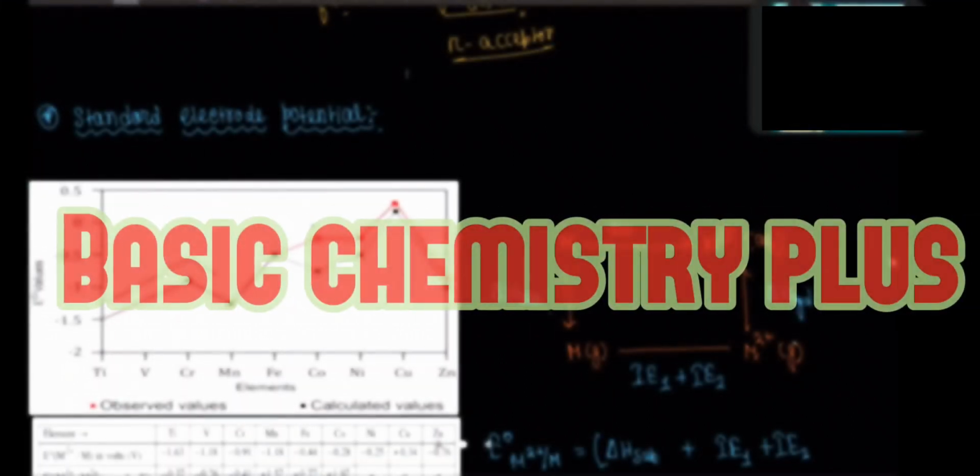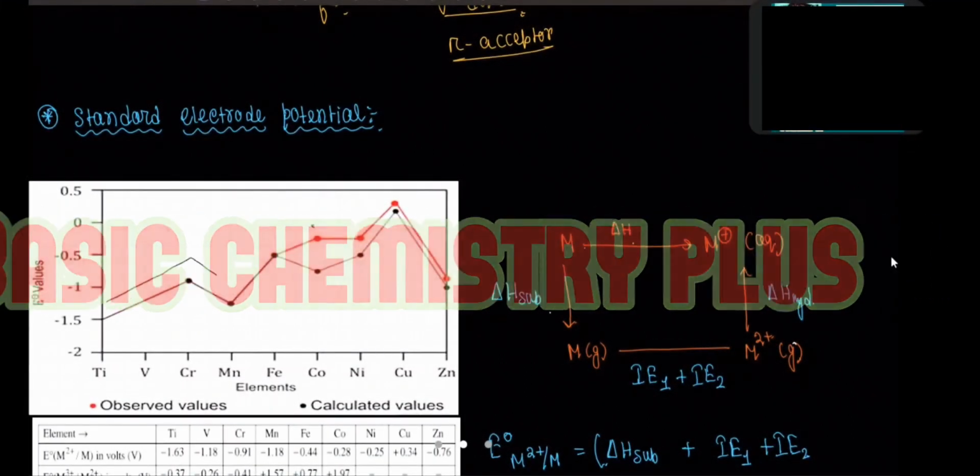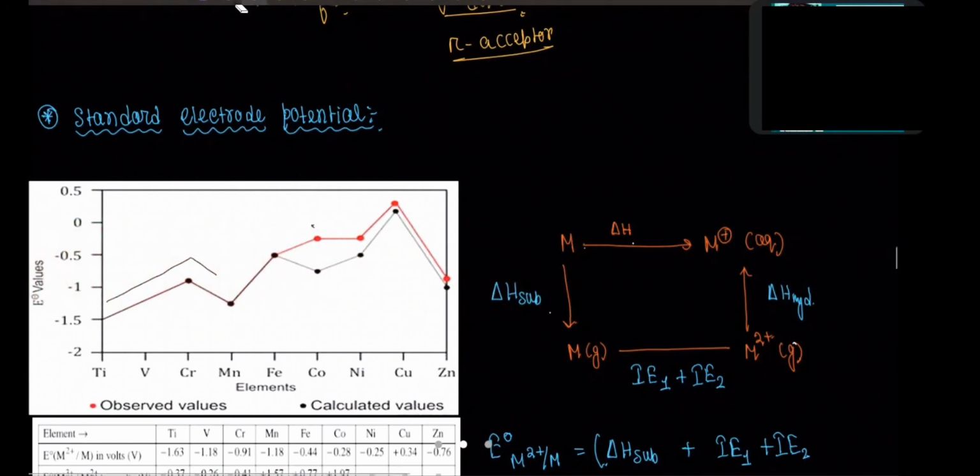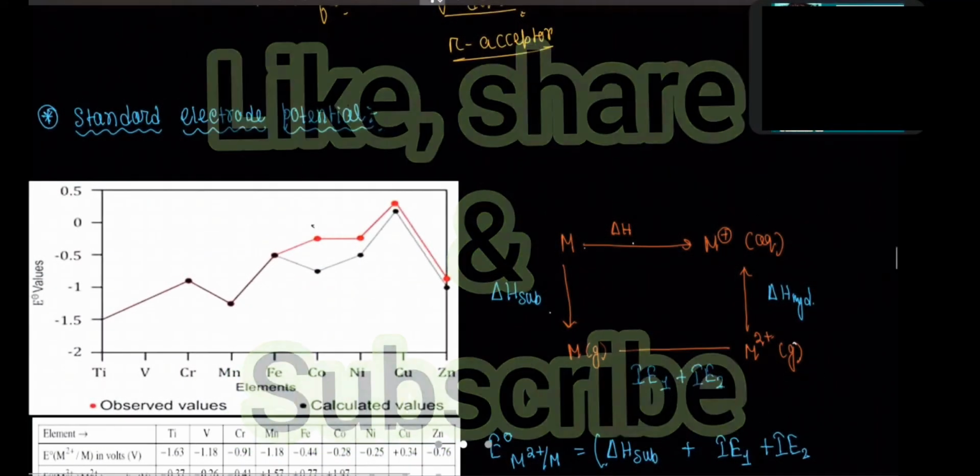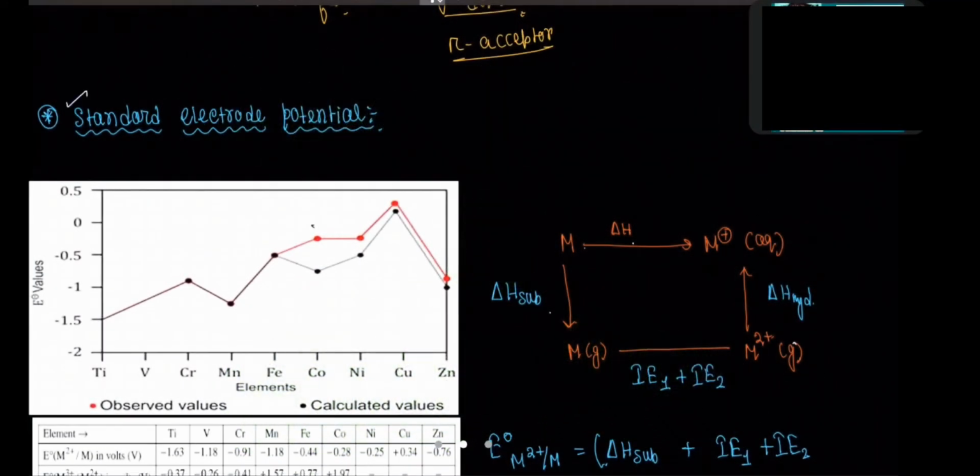And today, mainly we're going to talk about the standard electrode potential of the d and f block elements. In the last video, we talked about the oxidation states. But let me tell you that today's video is one of the most important videos, because standard electrode potential is one of the hot topics of this chapter.